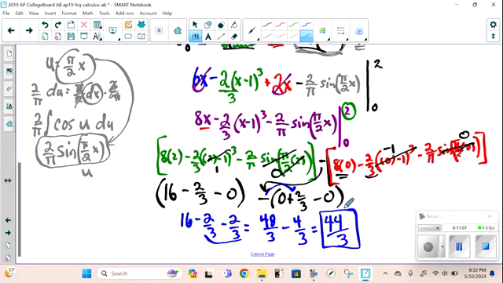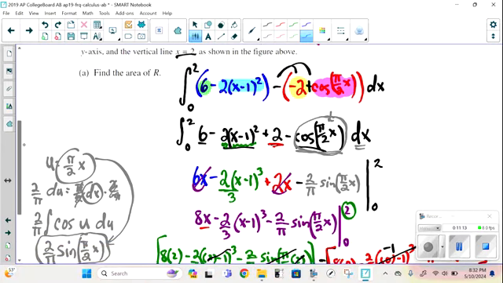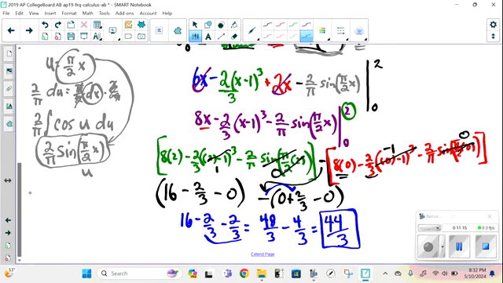That was a lot of work for a part A. I mean, that was a lot of work for a part A. Look at that. But guess what? It's done. And guess what? It's right. I don't mind putting in the work when I get the right answer.